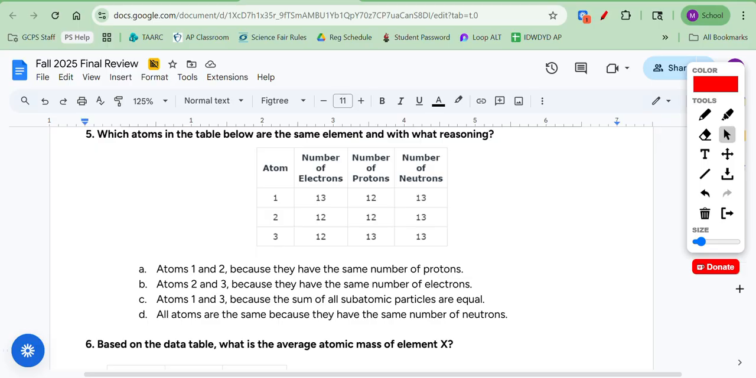Inside of our data table, we have 3 columns of data: electrons, protons, and neutrons. For me to answer this question, I would need to focus on the number of protons. And atoms 1 and 2 have the same number of protons, which would make them the same element.